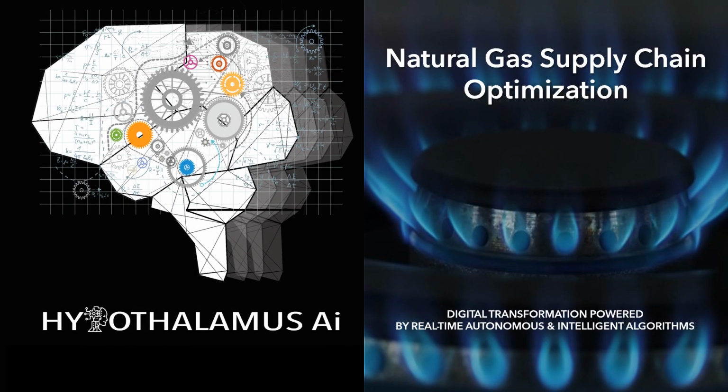Hypothalamus Artificial Intelligence, HI. Digital transformation powered by real-time autonomous and intelligent algorithms. Presence High Gas, natural gas supply chain optimization, an artificial intelligence-based decision support system oriented to agents acting in natural gas markets.